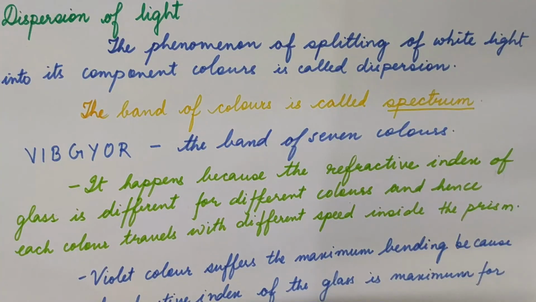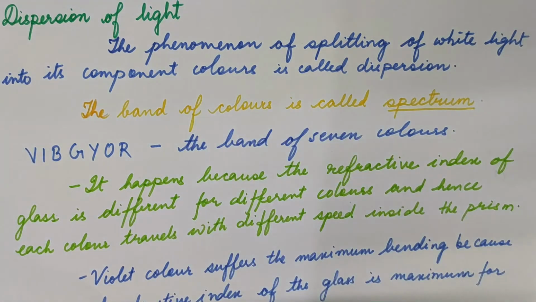Okay. Now there is a very nice phenomenon which happens here, children. When you see a prism and a single white light is passing through the prism, it generally splits up into a beautiful 7-color band. Now this phenomenon of the splitting of white light into its component colors is known as dispersion.